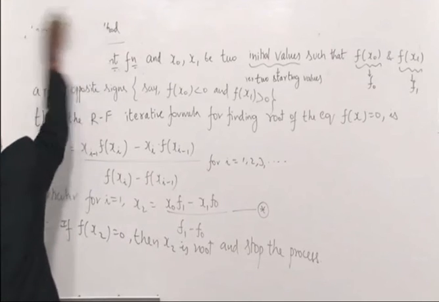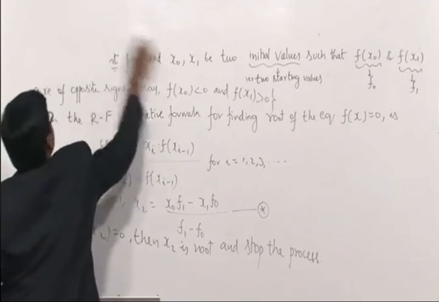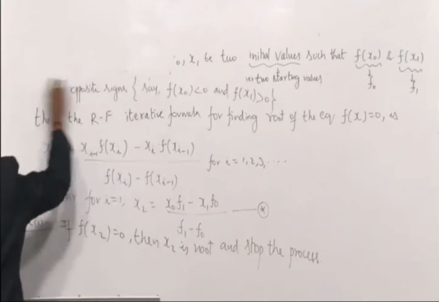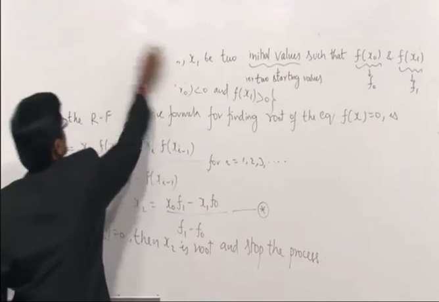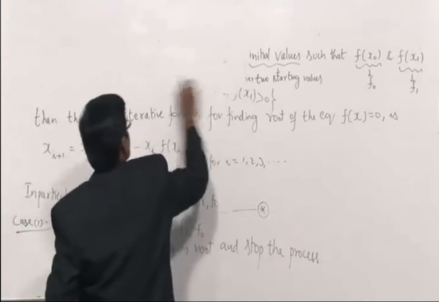Case 1 over, then case 2 and case 3, just like the bisection method only. If you have time, just refer to the bisection method, how I discussed it. Same, with a small change only in this method: how I computed x2 in case 2 and case 3.